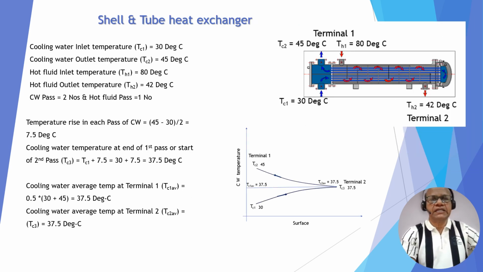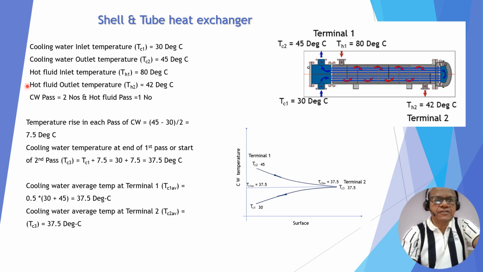Now the shell and tube heat exchanger for LMTD. Again you can see there is a parallel and counter flow arrangement in the shell and tube, because 50% of the cooling water flows in this direction, which we can call the parallel side, and then 50% on the counter flow side. The cooling water is two pass and the hot fluid is a single pass. The cooling water inlet temperature is 30 degrees Celsius, cooling water outlet temperature is 45 degrees, hot fluid inlet temperature is 80 degrees, hot fluid outlet temperature is 42 degrees, CW pass 2 and hot fluid pass 1.